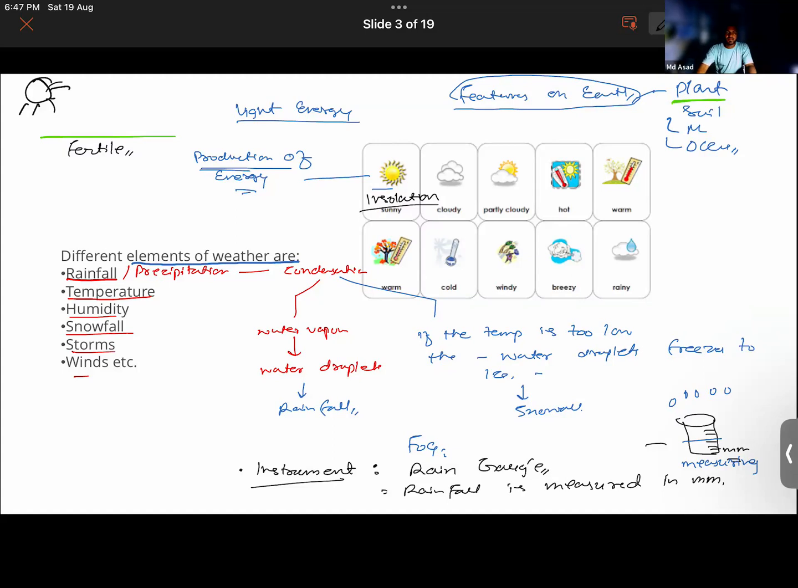Okay. Now talking about other factors like humidity. What is humidity? It is the amount of water vapor present in the atmosphere. Simply, it is defined as the amount of water vapor in air which causes dampness of air. Humidity is responsible for causing dampness in air.